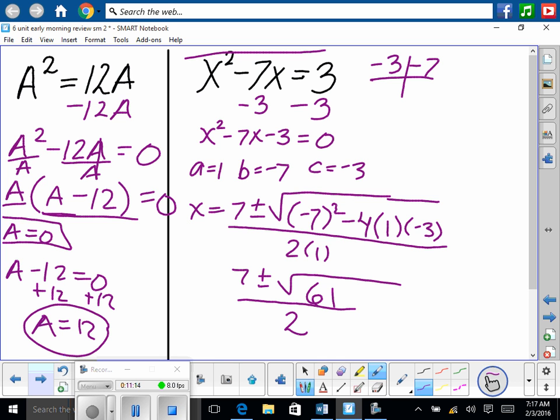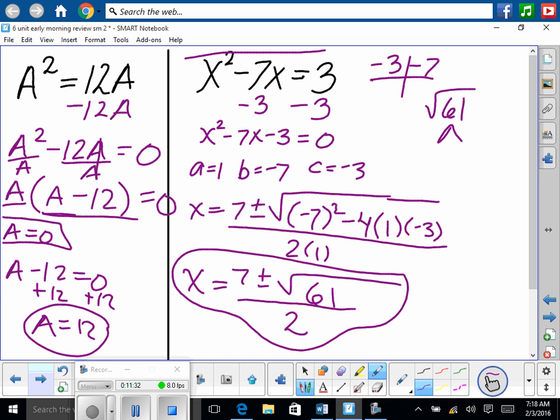So then this is always where we go off to the side, say, does the square root of 61 break down? Does 61 break down? It doesn't break down, right? So we would leave it like this. There's our 2 answers. So we really have x is equal to 7 plus and minus the square root of 61 over 2. Are you okay with writing plus and minus? Yes, this one's fine. Yeah, as long as you understand there's 2 answers there.